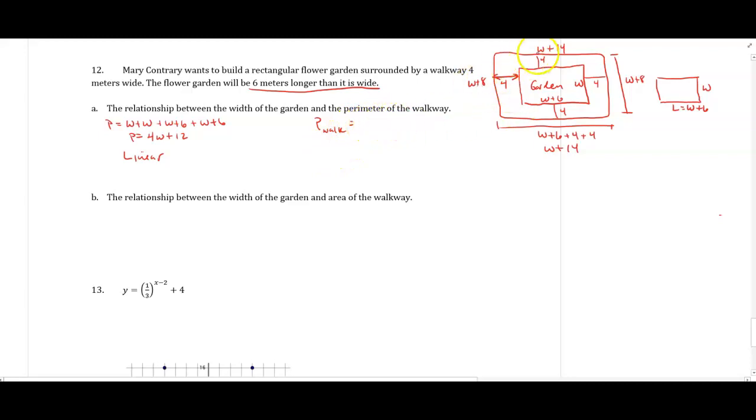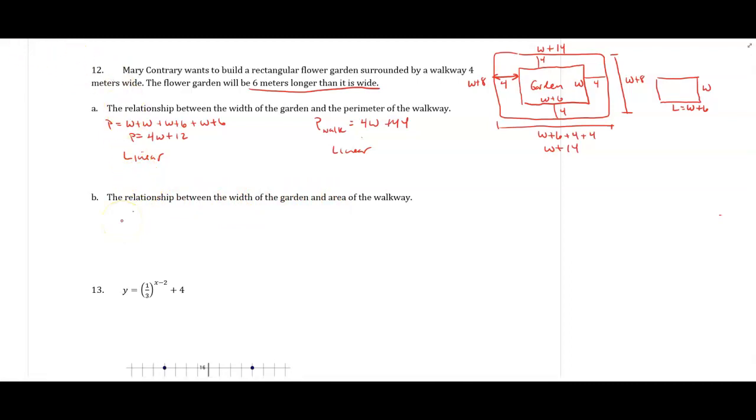So right away when I add the W's up, I know I'm going to get 4W, but 14 plus 14 is 28, plus 8 is 36, plus 8 is 44. So this is the perimeter of the garden, and this is the perimeter of the walkway. And when we talk about both of these, they are linear. What is the relationship between the width of the garden and the area of the walkway?